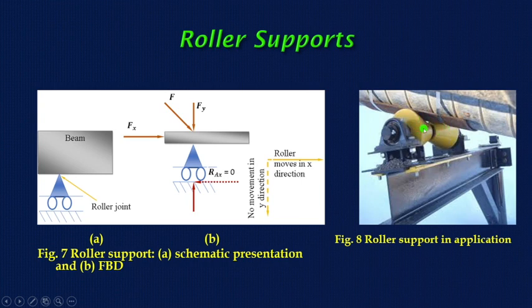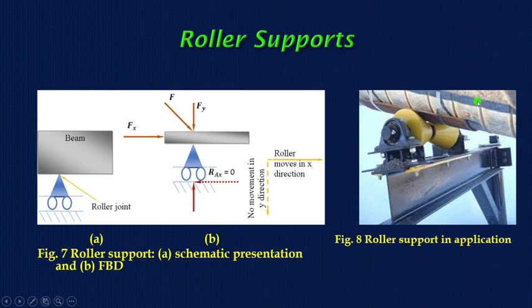So what is the function of this roller? In actual case, if this beam is supported by this roller, then no vertical displacement of the beam is possible, but a horizontal displacement is possible because this roller can roll and horizontal displacement of the beam is possible.